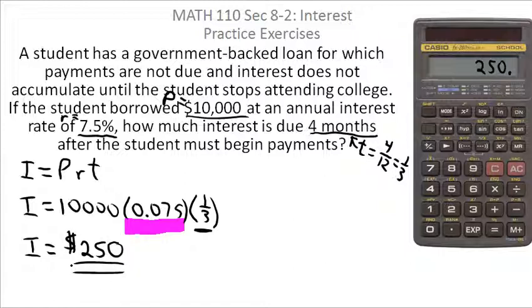So for this loan, if you took out a $10,000 loan at 7.5% simple interest for 4 months, at the end of that period of time, you would owe $250 in interest.